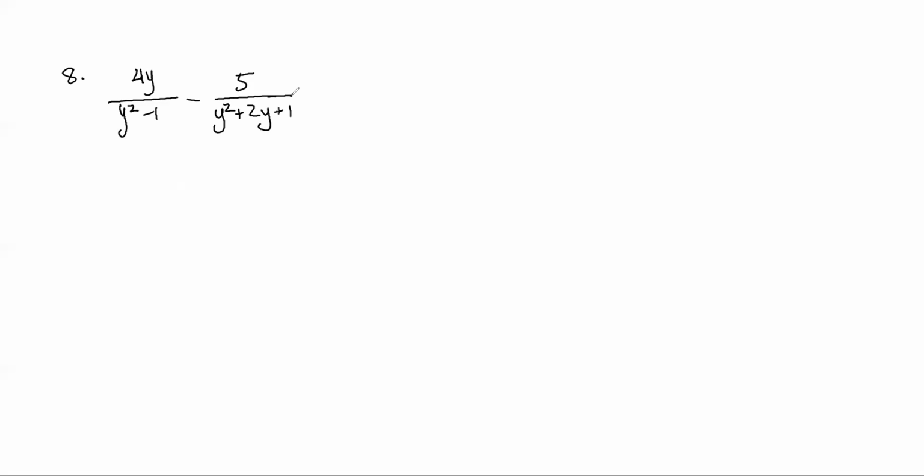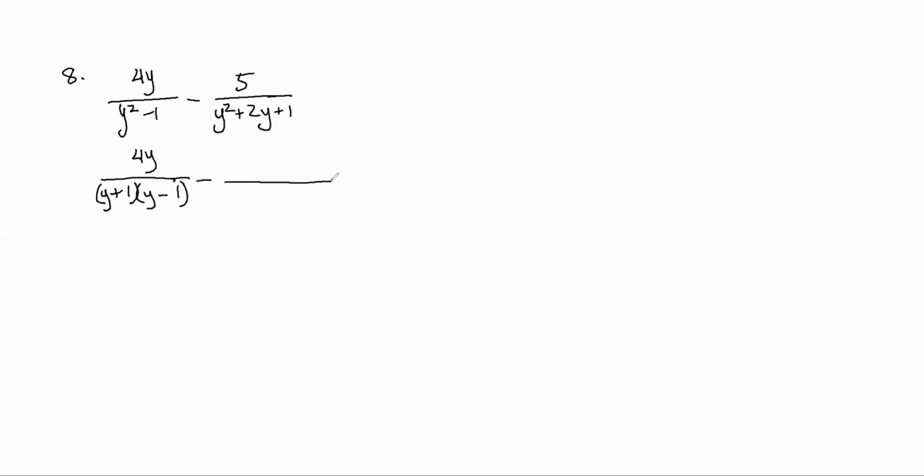All right, now we are subtracting these fractions, which means we need an LCD. Before we can get the LCD, we need to factor our denominators. So let's leave that 4y on top. Y squared minus 1 is the difference of perfect squares. So two sets of parentheses. Y squared is y times y. 1 is 1 times 1. Put a plus and a minus.